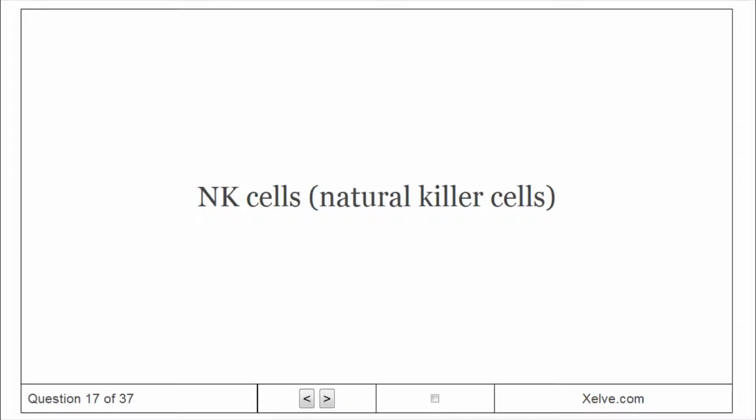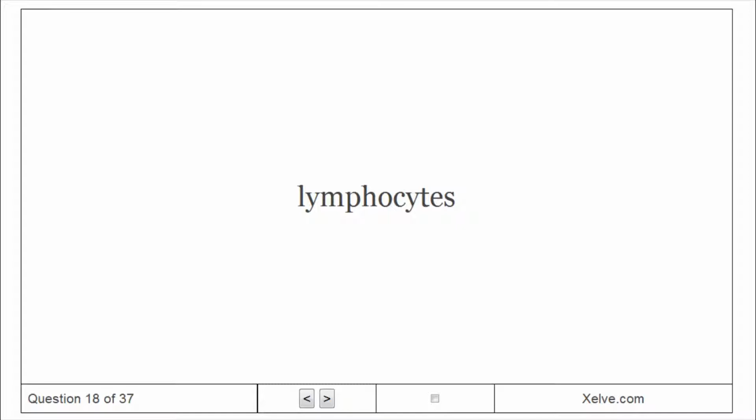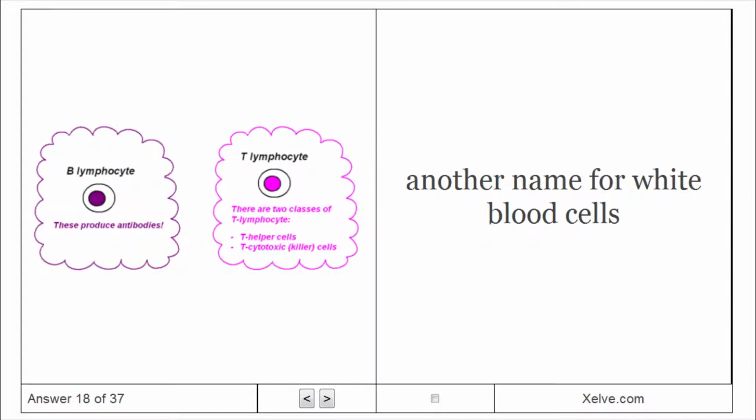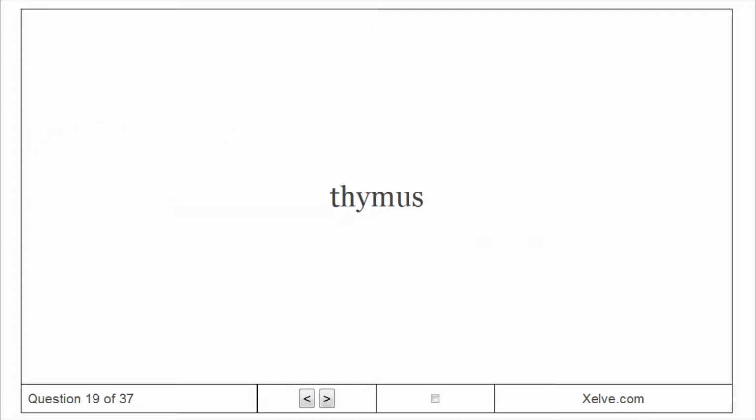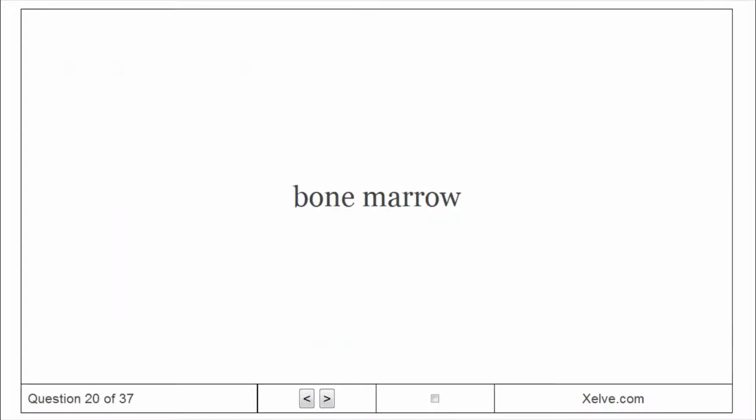NK cells. Recognizes and eliminates certain diseased cells in vertebrates, causes cell death in cells that are diseased in the body. Lymphocytes. Another name for white blood cells. Thymus. Where T cells mature. Bone marrow. Where B cells mature.